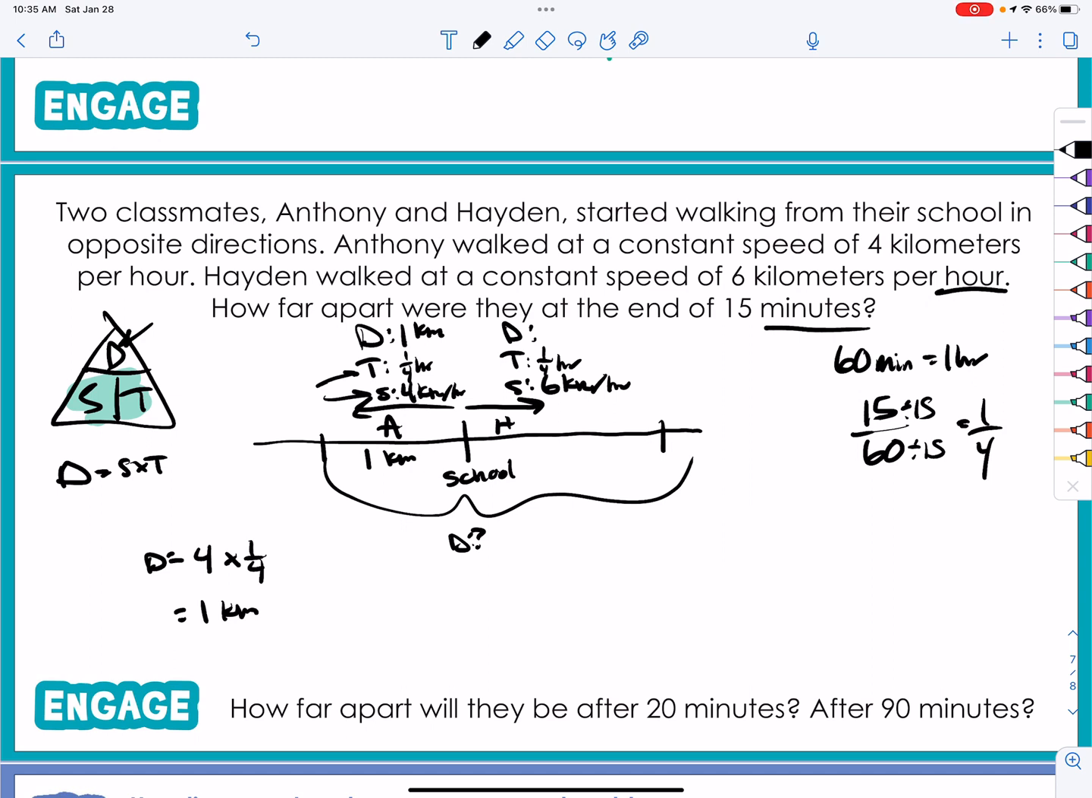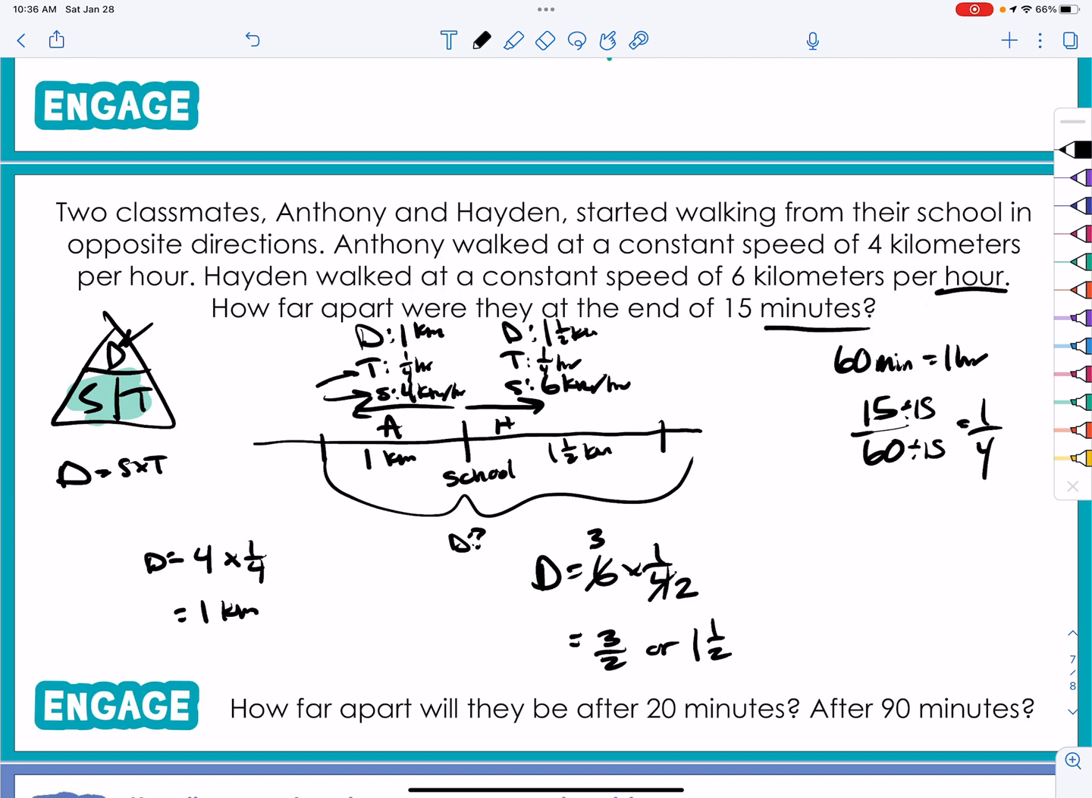So now we need to look at Hayden, who traveled. So his distance is going to be his speed of 6 times that same 1/4 of an hour. Before I multiply, I'm going to simplify by dividing by 2. And so I will get 3 over 2, or 1 1/2. So he travels 1.5 kilometers. And Anthony travels 1 kilometer.